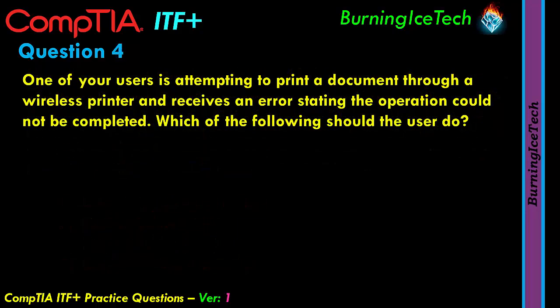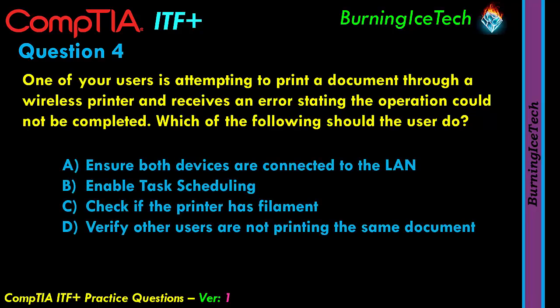Question 4. One of your users is attempting to print a document through a wireless printer and sees an error stating that the operation could not be completed. Which of the following should the user do? Now, folks, is it A, ensure both devices are connected to the LAN? Could be, just because they're both wireless does not necessarily mean they're connected to the same network, folks.